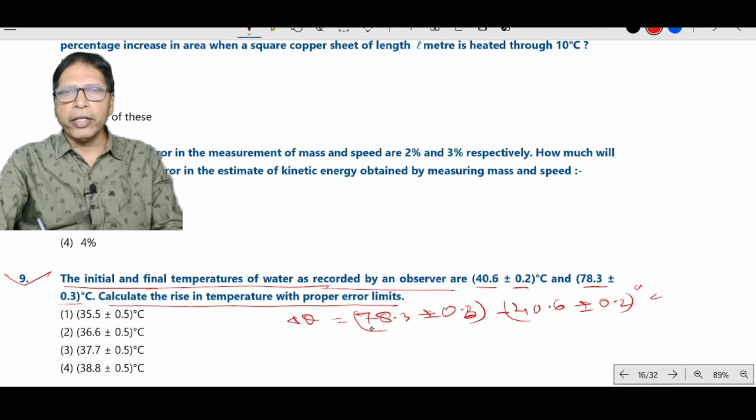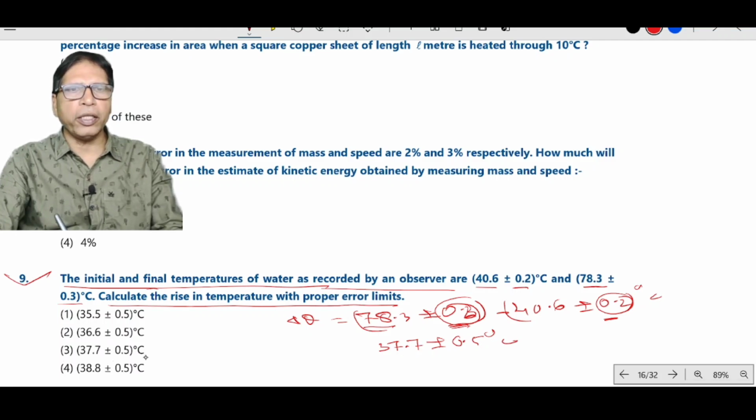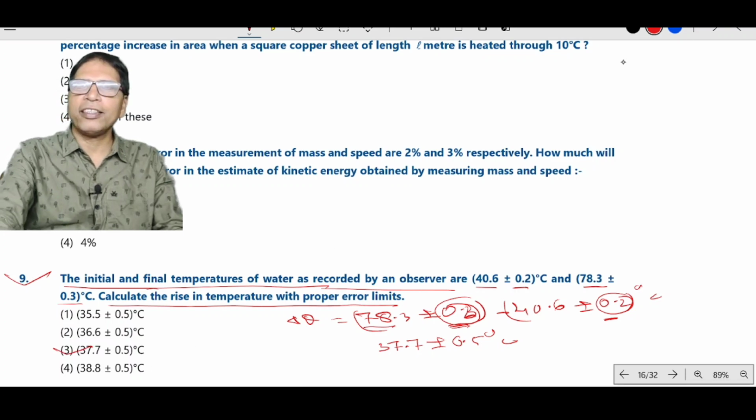78.3 minus 40.6 is 37.7. And in error calculation, for subtraction, the errors are added. So this is 0.5 degrees Celsius. So the rise is 37.7 plus minus 0.5 degrees Celsius. Option 3 is correct.